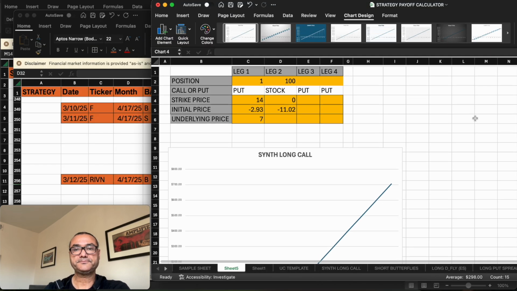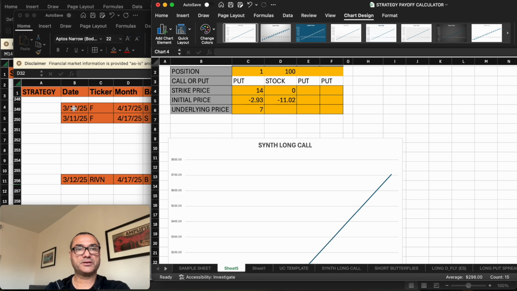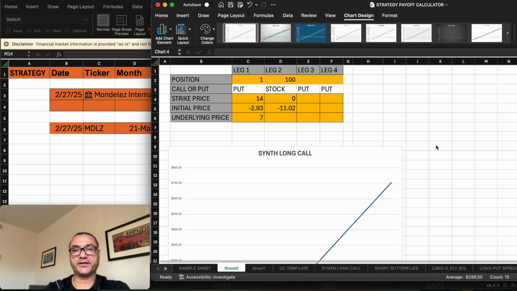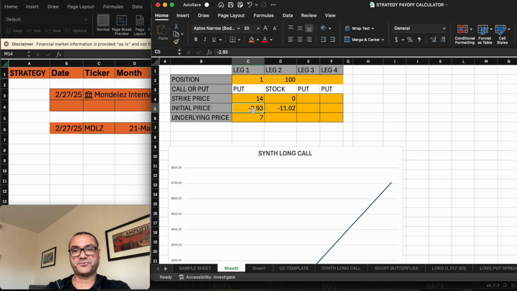So here's a setup of what I did. I usually use these payoff strategy calculators for different options positions. In this case I made a minor modification because I have some stock. We'll see here the position, call or put, and I can add in stock there, the strike price, the initial price, and then I have the underlying set up for calculations. So at the 14 strike, I paid $2.93 for it.